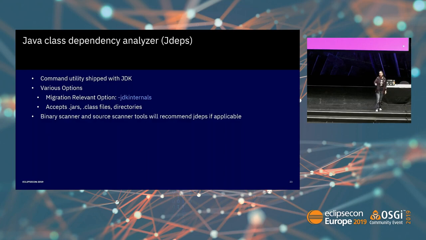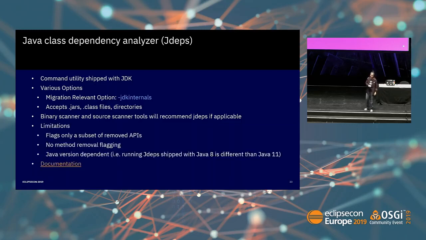We will recommend that you run JDeps if you have any internal APIs in your application. The reason we did that is because when I scanned my application using JDeps, I couldn't find certain things that the binary scanner would have found, like removed methods or Java EE modules that were removed. So I felt like having something extra and then pointing to JDeps when appropriate would be more beneficial to developers.